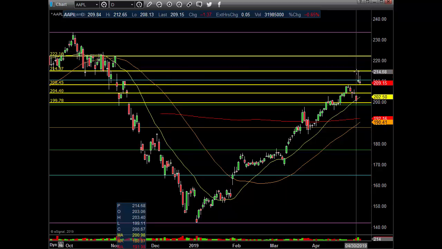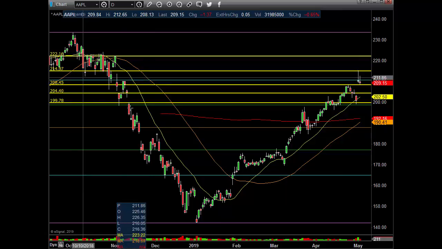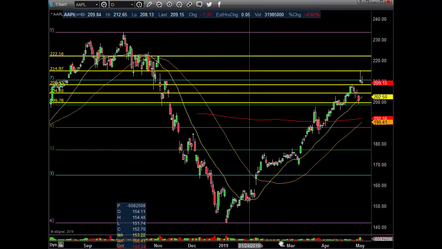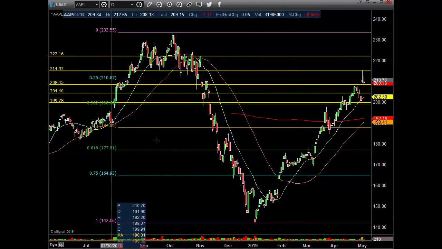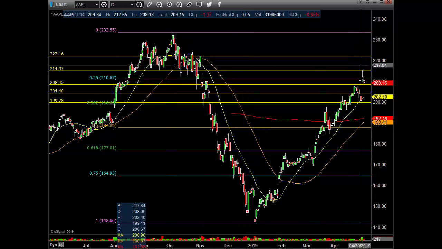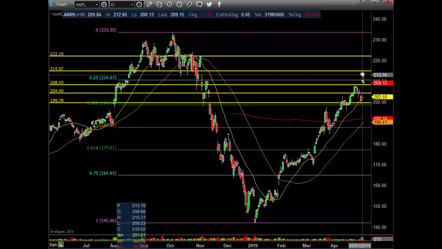But gap up, not holding the 210 area. That's a big area, guys. 750 retrace right there, 210.67, from this low to that high. So that's something we're watching. You have a couple tails here. That direction's telling me possibly down, but I need to see more on here.